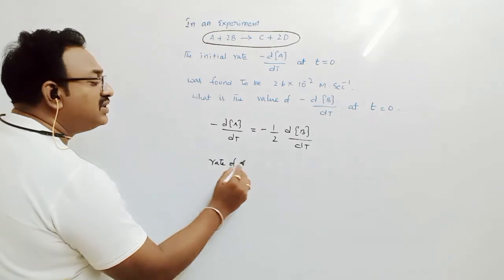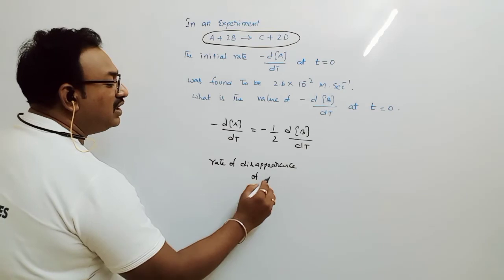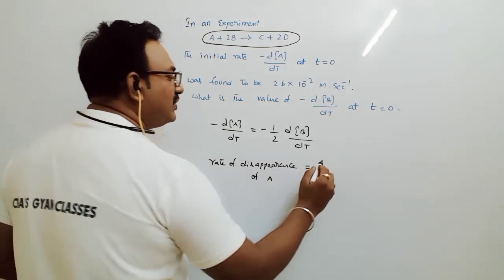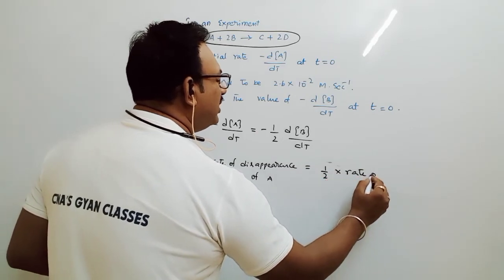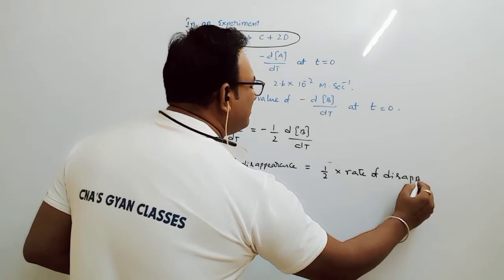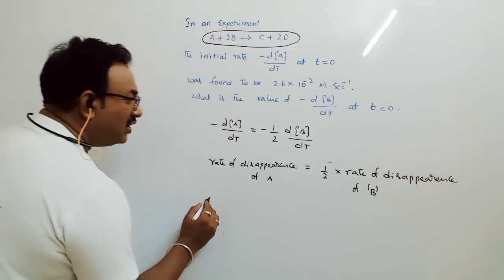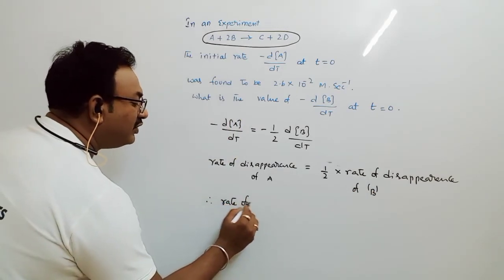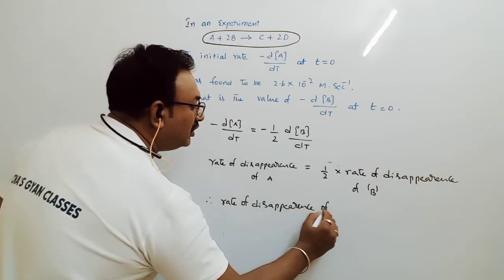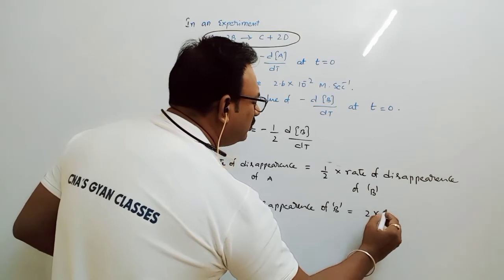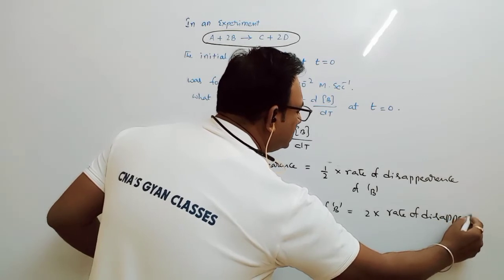So rate of disappearance of A is equal to half into rate of disappearance of B. Half into rate of disappearance of B. Therefore, rate of disappearance of B is equal to 2 into rate of disappearance of A. So you have got your solution.